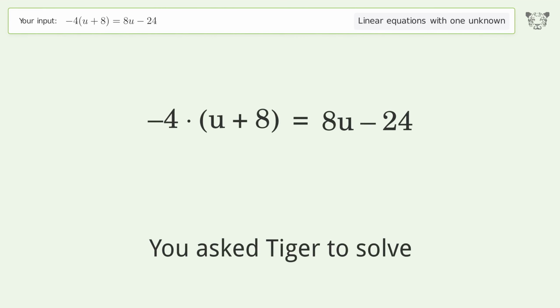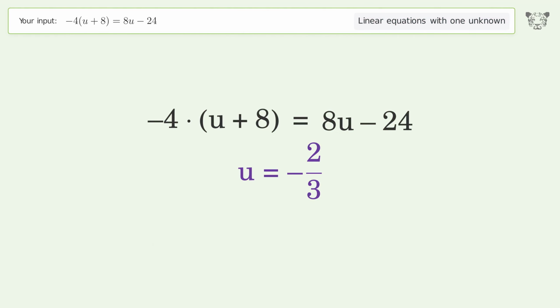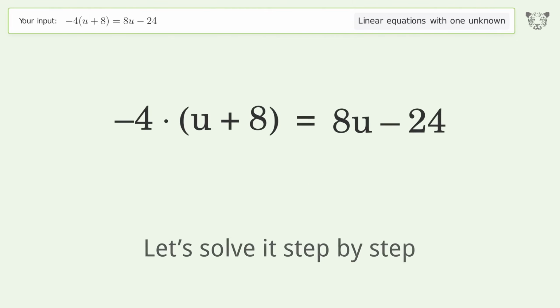You ask Tiger to solve. This deals with linear equations with one unknown. The final result is u equals -2/3. Let's solve it step by step.